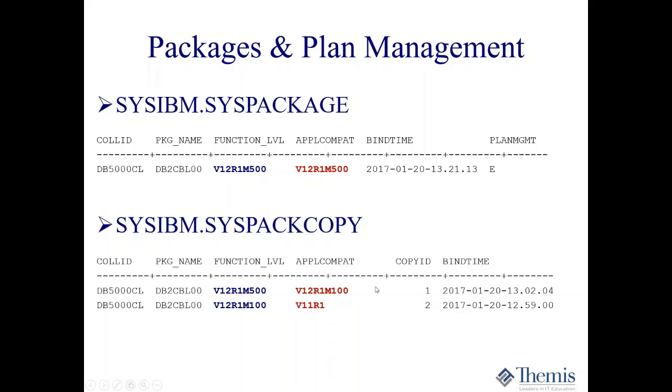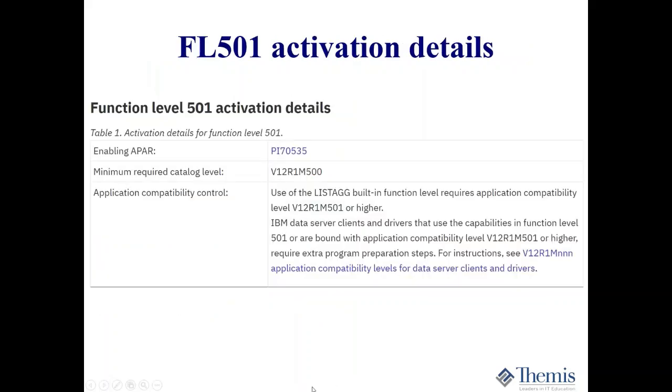You can see in SYSPACKCOPY, this goes to the plan management feature, right? Each package can have up to 3 copies now. So there's some previous copies that are not currently running. You can tell I ran the oldest one here. I was in conversion mode at the time, M100, but when I ran that bind, I was still saying, let's pretend we're on version 11, V11R1. Okay. So for any particular application, you can see what its current application compatibility is.